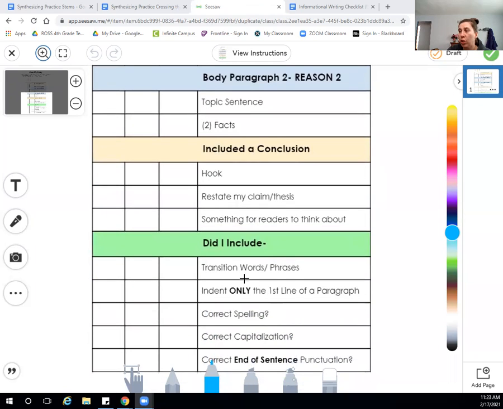You're going to make sure that you're using transitional words and phrases. If you're not remembering what those transitional words and phrases are, we have that linked in our Schoology and also in our actual assignment in Google Classroom. So you can look there to help you remember what the transitional words and phrases are. We are going to be checking for correct spelling, capitalization, and end punctuation.